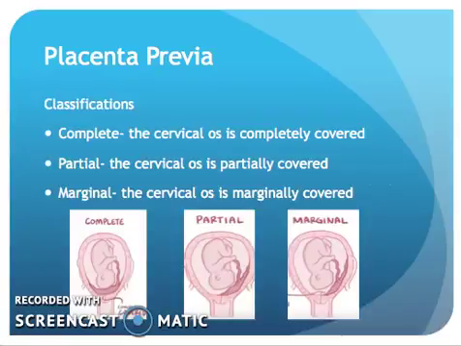So there are three classifications of placenta previa, and these are based on how much of the placenta is covering the cervical os. The first one is the complete, meaning the cervical os is completely covered. Partial, meaning the cervical os is partially covered, and marginal, where approximately 2 millimeters of the cervical os is covered.